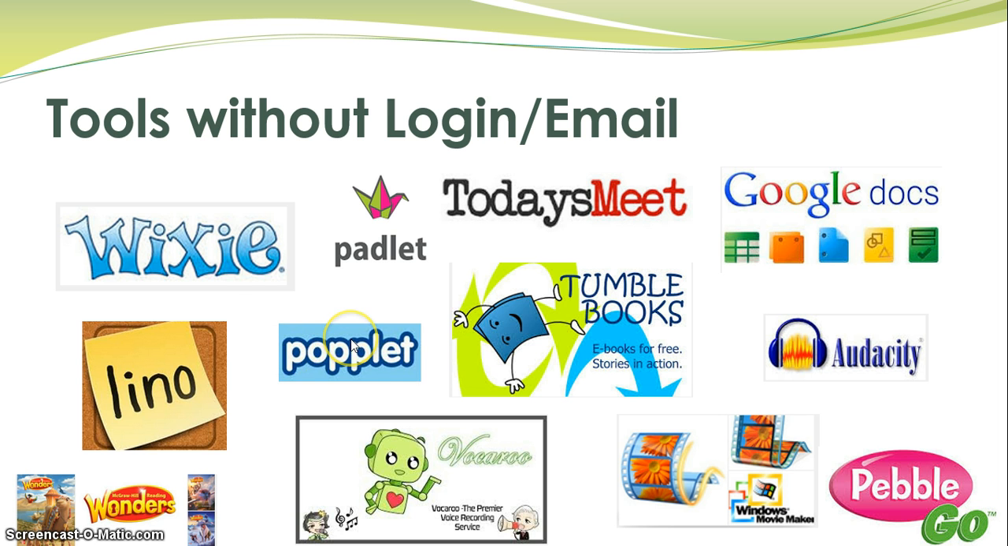Poplet is another mapping tool. Wixie has a lot of different applications. Wixie is the Pixie equivalent of a web tool. So these are just some ways that we can think about using tools and using the SAMR model to reflect.